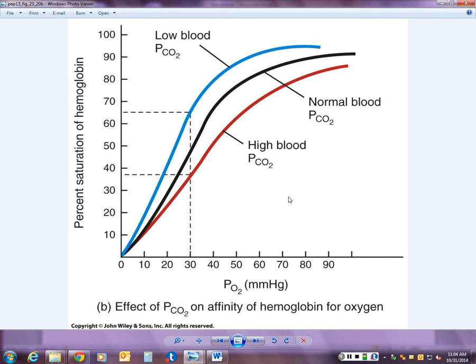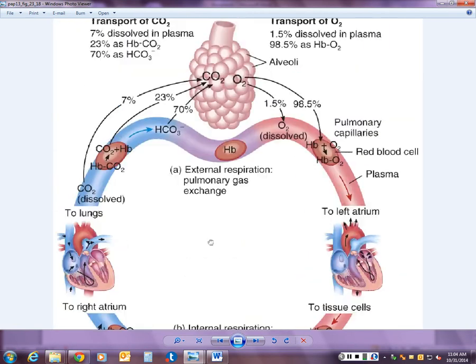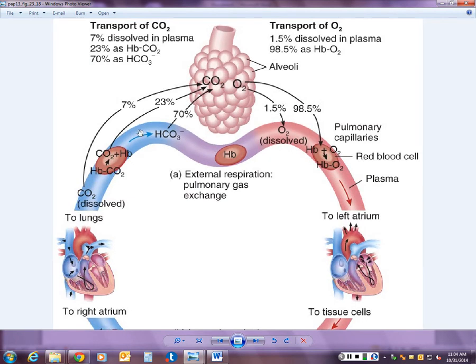Now there's obviously also another gas involved in these processes, and that's going to be carbon dioxide. Carbon dioxide also has a story. You can see 7% of carbon dioxide is transported simply as dissolved carbon dioxide. Another 23% of carbon dioxide is actually bound to globin. The globin, remember, is the protein component of hemoglobin. When hemoglobin is bound to carbon dioxide, we call it carbamino or carboxyhemoglobin. You should see those terms in your text.